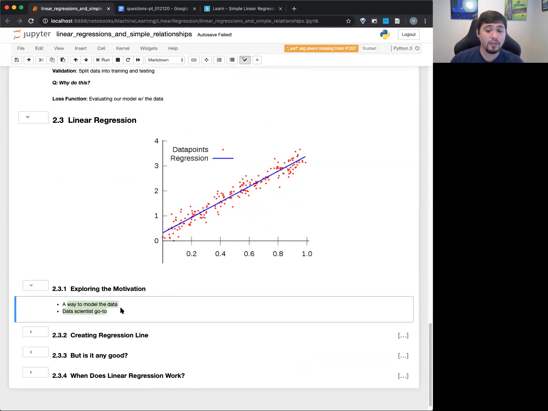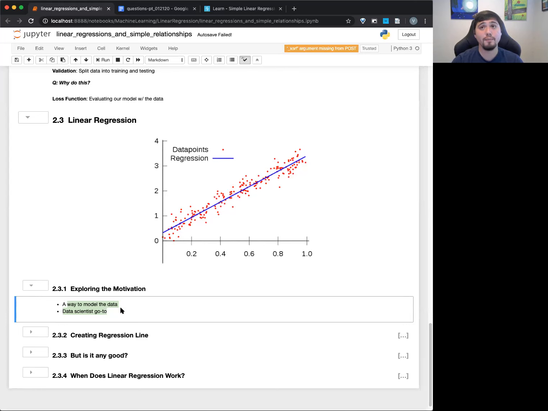It's basically a way to model the data. And I like to say linear regression is a really good data science go-to. Everyone talks about all these really amazing machine learning models that are super fancy and super cool. A lot of times all you need is linear regression and it works perfectly fine. And linear regression is well known. You can explore it really well.